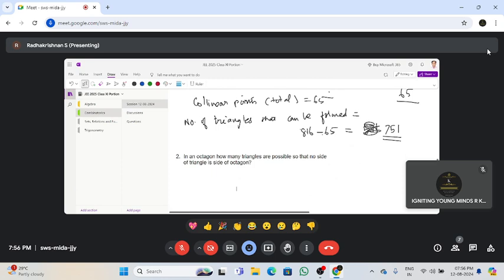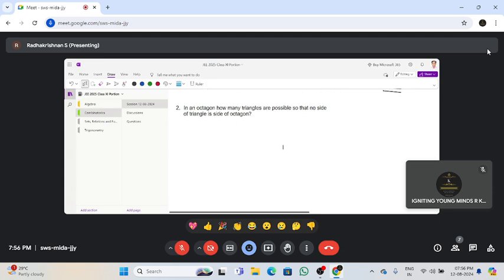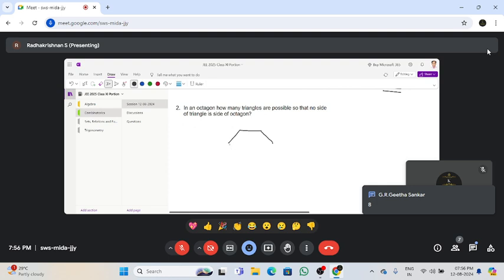In an octagon, how many triangles are possible so that no side of the triangle is a side of the octagon? Again, let us draw the diagram. What is an octagon? Octagon will have how many sides? 8. 8 means it will be like this.